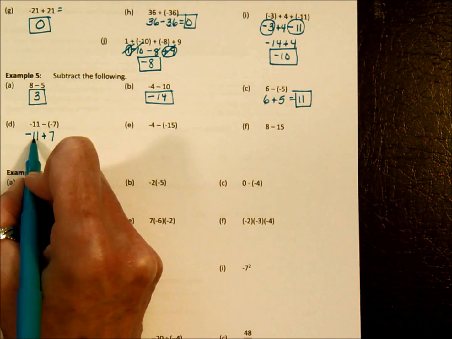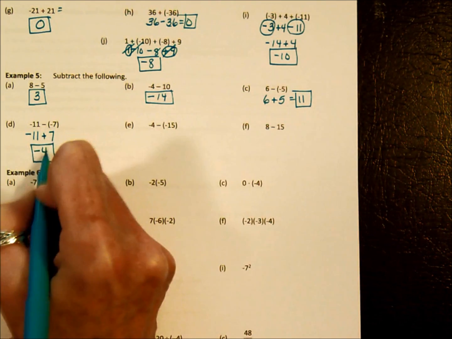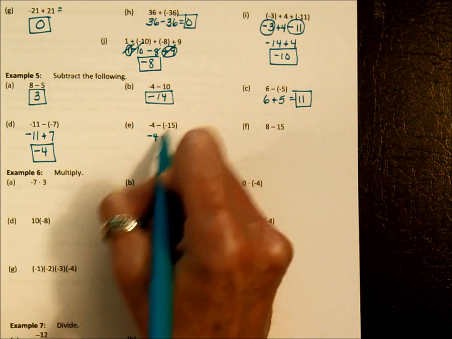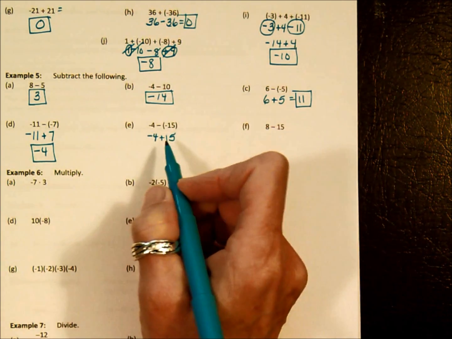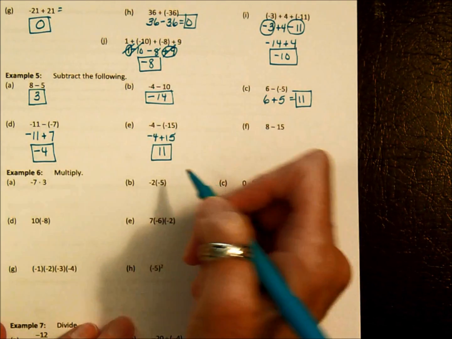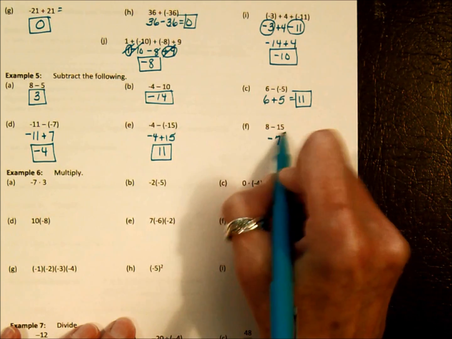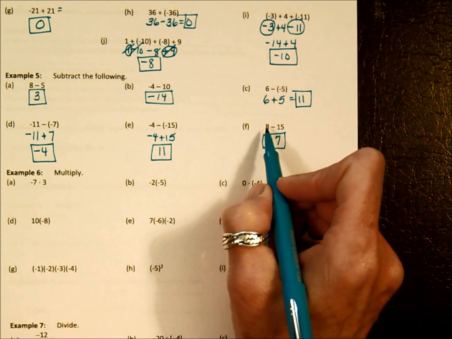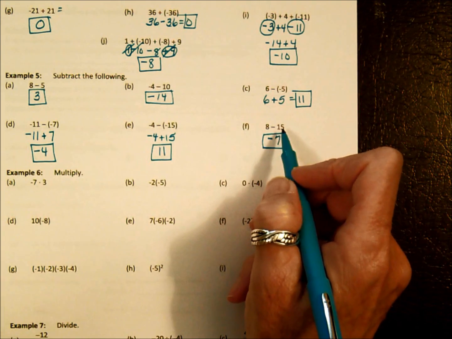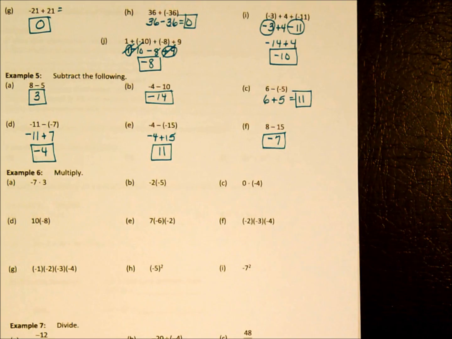You've got more negativeness. How much more? 4. So I subtracted the digits, kept the sign of the larger. Double signs, negative makes positive. Here I have more positiveness. How much more? 11 more. Here I start at 8, I go to the left 15, I'm going to be at -7. So 8 take away 15. You can think of that as a positive 8 and a -15. There's more negativeness, so your answer has to be negative. You want to get used to thinking of it that way.